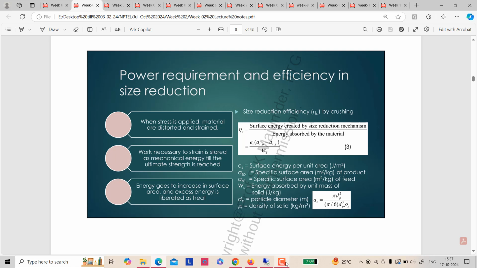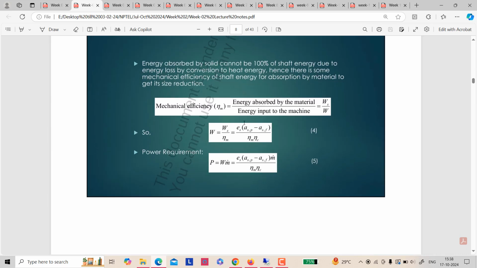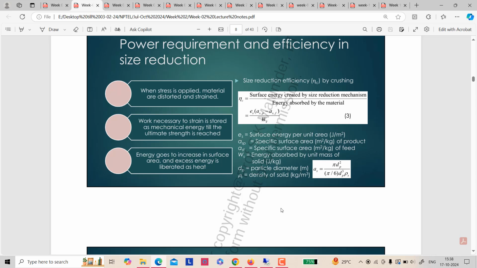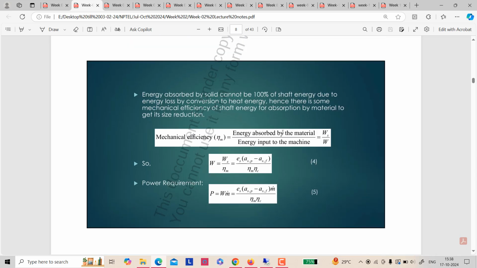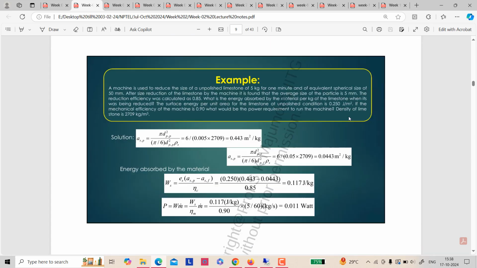So this is the efficiency of the crushing: the surface energy created by the size reduction mechanism divided by the energy absorbed by the material. The ratio of these two is called the size reduction efficiency. This is the mechanical efficiency: energy absorbed by the material over energy input. This is a problem based on the size reduction efficiency.